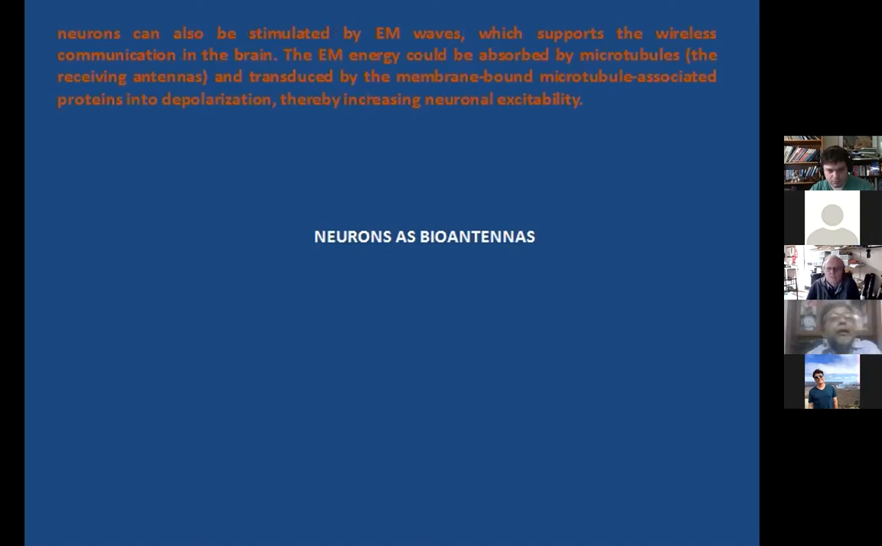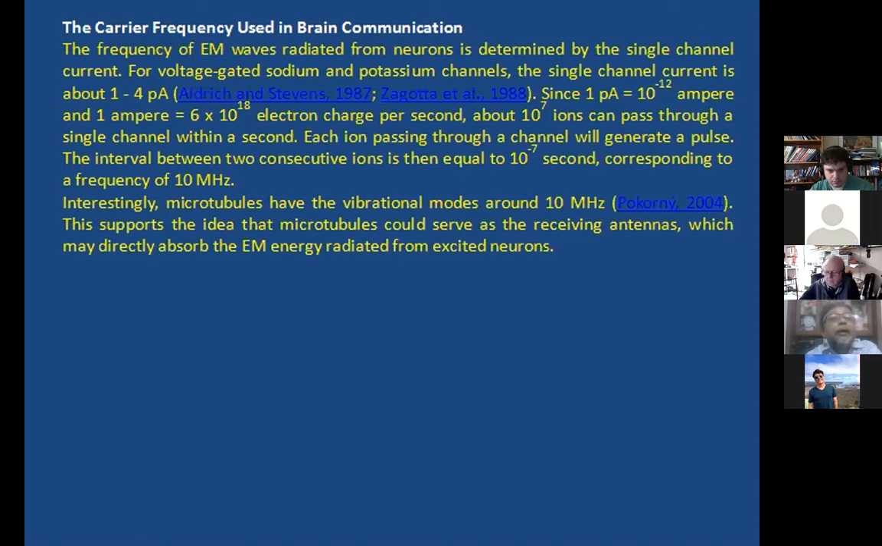The carrier frequency used in brain communication, the frequency of the electromagnetic wave radiated from neurons, is determined by the single channel current, the voltage gated sodium and potassium channels. The single channel current is about 1 to 4 picoampere, 10 to the minus 12. An ampere is 6 times 10 to the power 18 electron charges per second. So about 10 to the power 7 ions can pass through a single channel within a second.